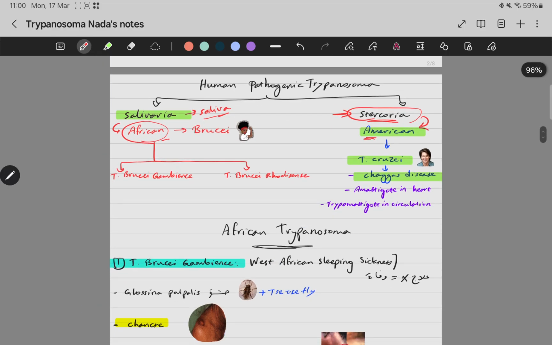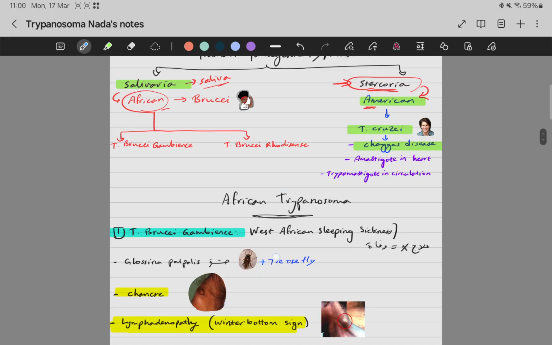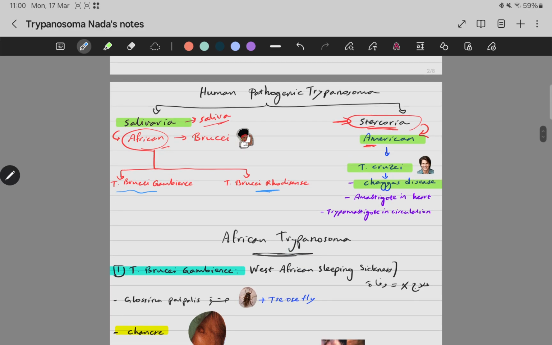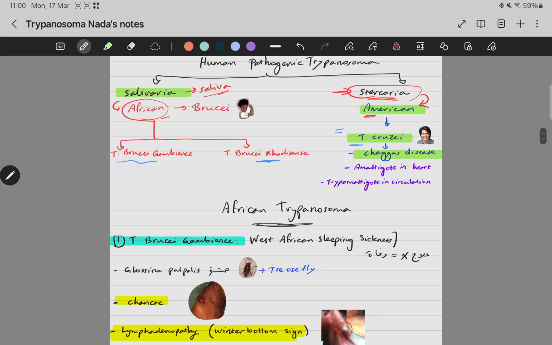Okay, so as I said, we have two different forms of Trypanosoma. One is called the American one, the other the African. The African one is subclassified into two subclasses: Trypanosoma brucei gambiense and Trypanosoma brucei rhodesiense. American Trypanosoma is a nice one. It's not classified into any other things, it's just American Trypanosoma, also called Trypanosoma cruzi. African Trypanosoma has two classes, American Trypanosoma just one. American Trypanosoma causes a disease called Chagas disease, and we will see more information about it later.